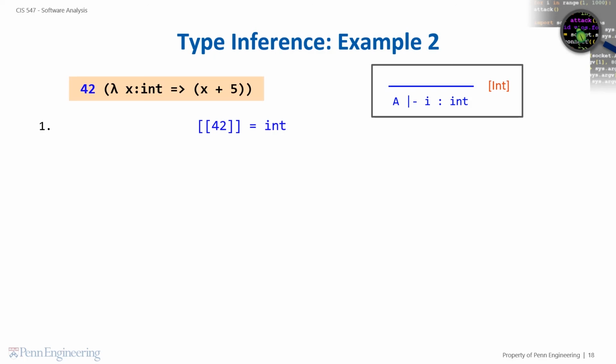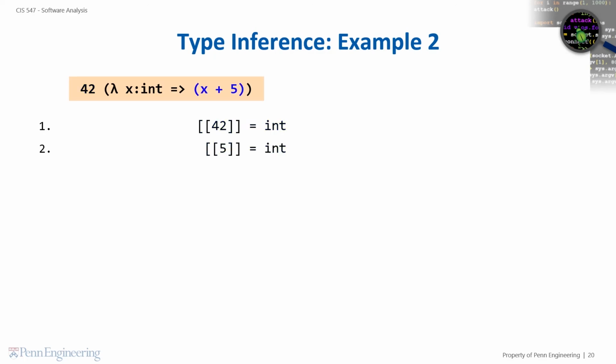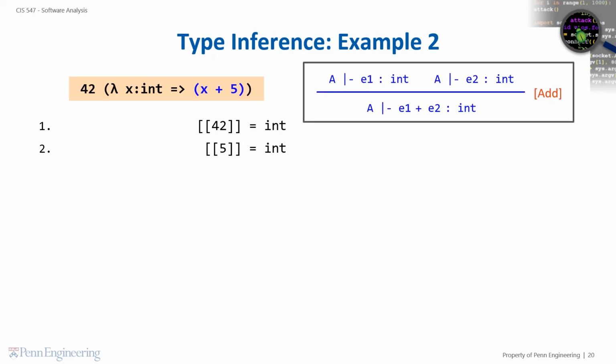Our type rule for integer constants gives us types for the constants 42 and 5. Now we generate the constraints for the expression x plus 5. From the type rule for addition, we conclude that the type of sub-expressions x and 5 must be int. We already have a constraint stating that the type of 5 must be int. So we only add the constraint stating that the type of x must be int. Furthermore, the type rule states that the type of the expression x plus 5 must be int.